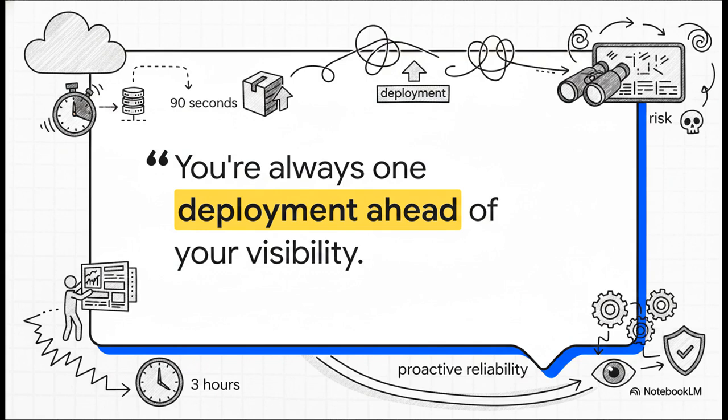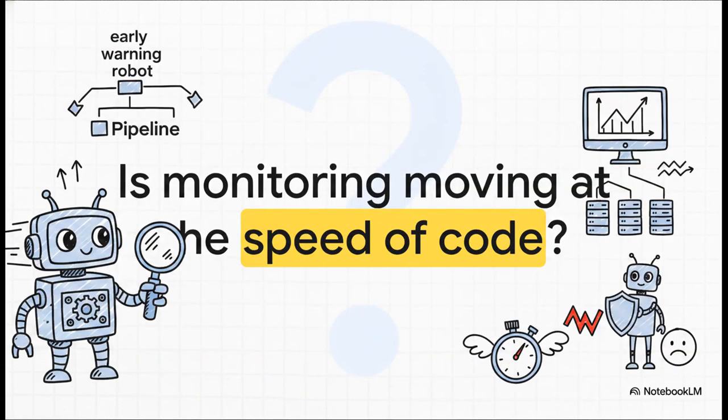Honestly, that quote perfectly nails the immense risk of modern software delivery. If you can spin up infrastructure in 90 seconds, but it takes 3 hours to manually configure your monitoring dashboards, you are flying completely blind during your most vulnerable moments. Which brings us to the end of our explainer today. I really want to leave you with this final provocative thought to chew on as you go back and look at your own DevOps pipelines.